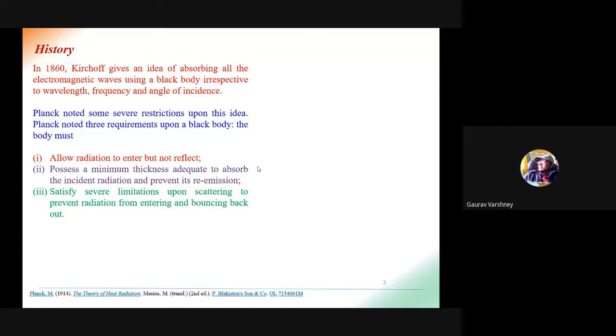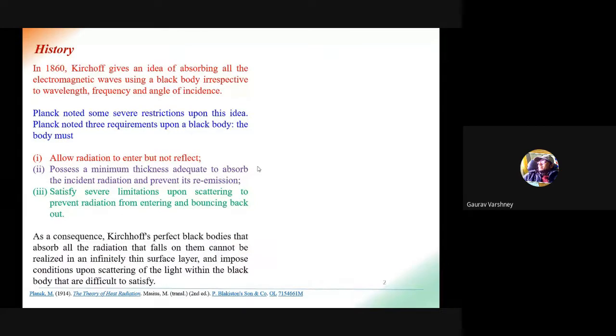And the third condition imposed by Planck was that the black body must satisfy severe limitations upon scattering to prevent radiation from entering and bouncing back out. If an electromagnetic spectrum falls over that black body, then it must prevent radiation from bouncing back. Means any kind of radiation should not be allowed to escape from that platform, that black body. And finally, the concept resulted in many applications.